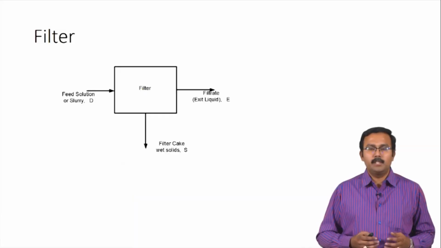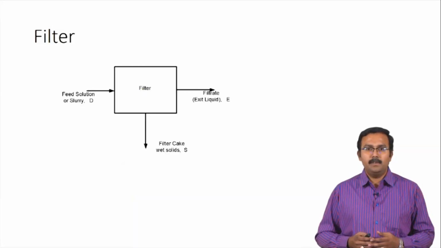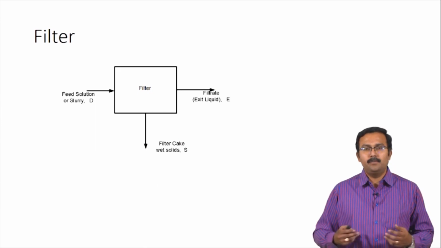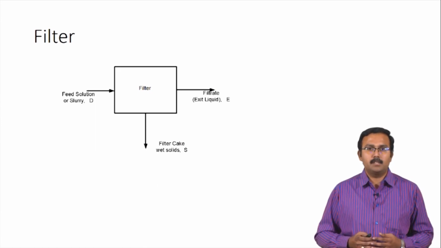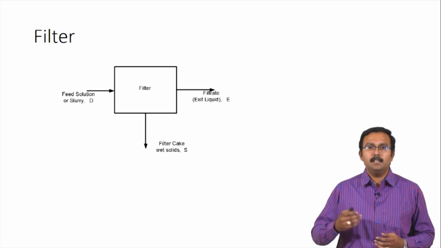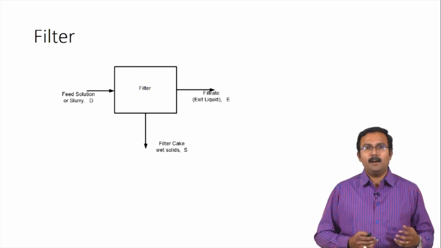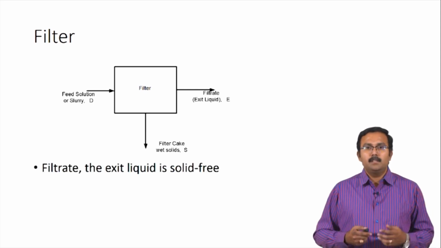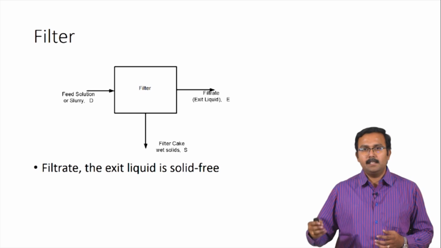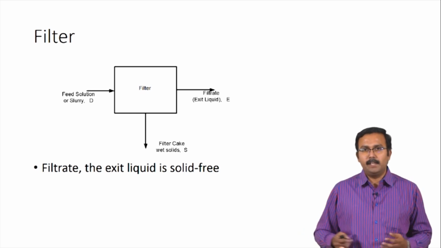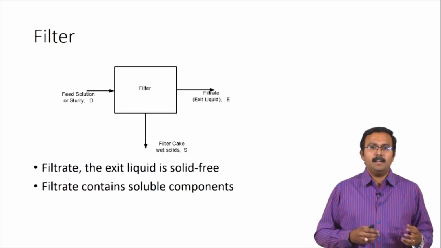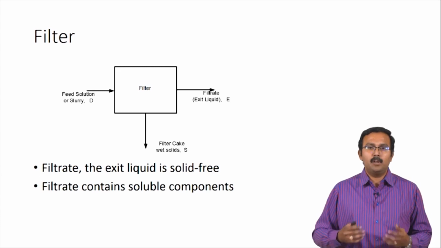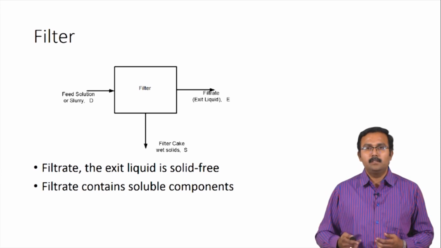A feed solution or a slurry which enters into the filter is separated into two different streams during a filtration process. The liquid stream which leaves the system is called the filtrate, and you also have a filter cake, which is the wet solids which leaves the system. The filtrate, which is the exit liquid, is solid free, and the filtrate contains all the soluble components which are accompanying the liquid which enters into the filter.